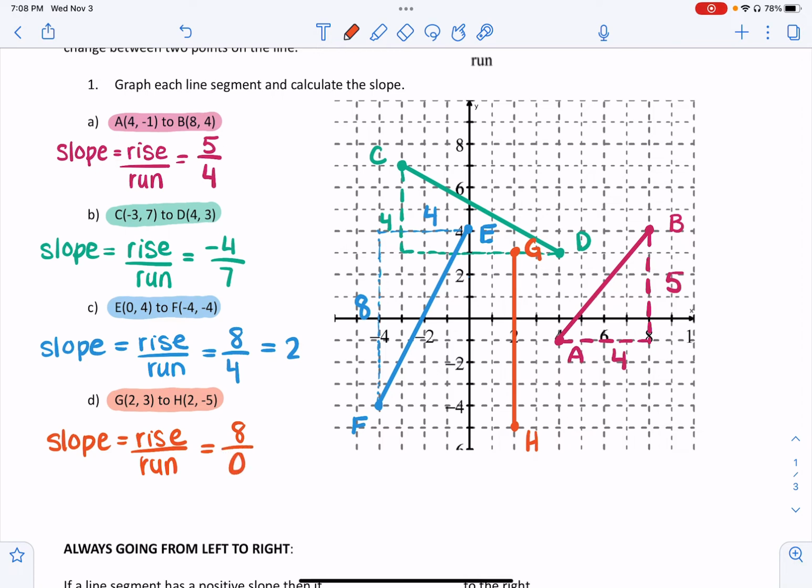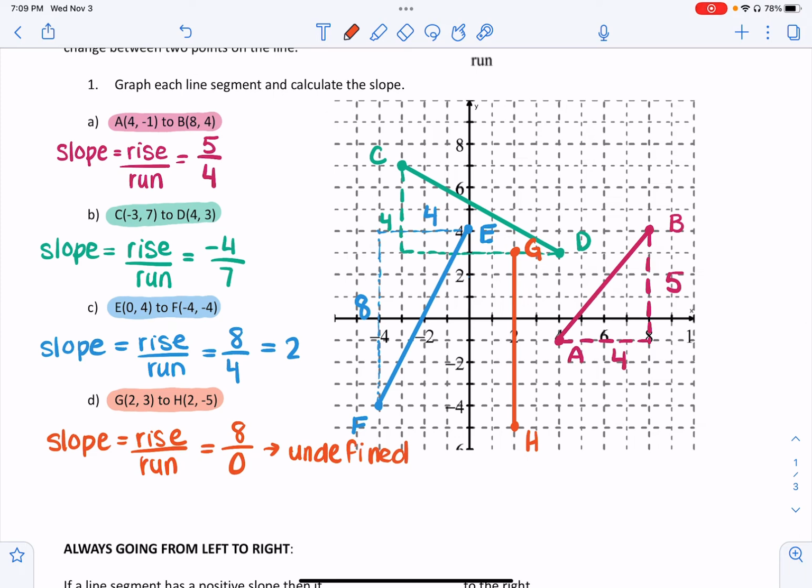Now, we always say we can't divide by 0. And if you try dividing by 0 in your calculator, you will get an error. It's because we can't divide by 0. And when we divide by 0, it means that something is what we call undefined. And we'll look at these vertical lines more later on. But these are what are called undefined lines.